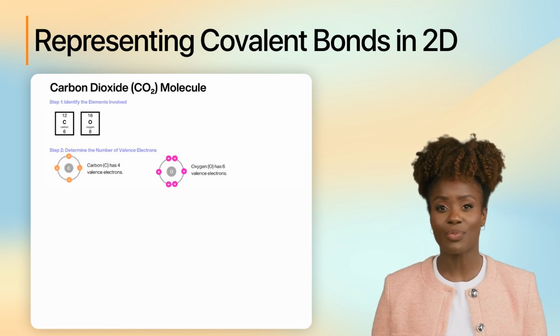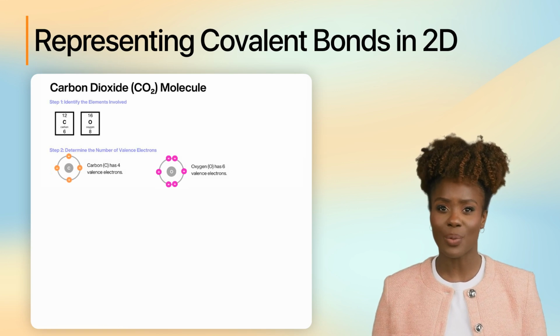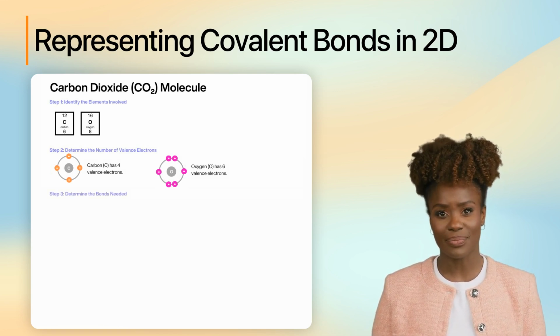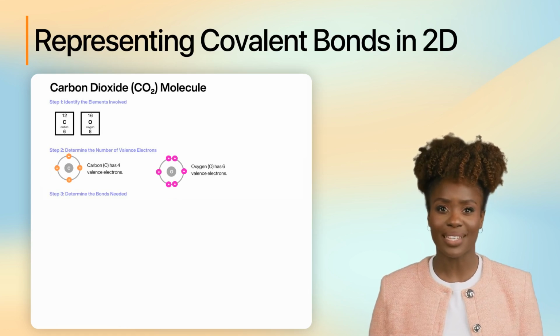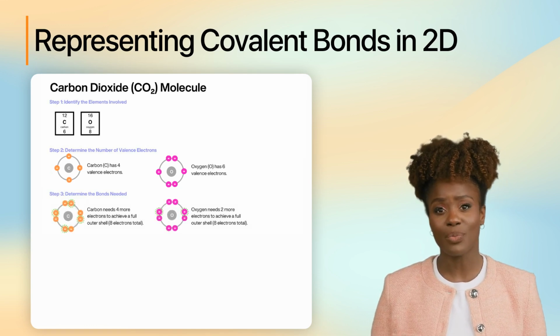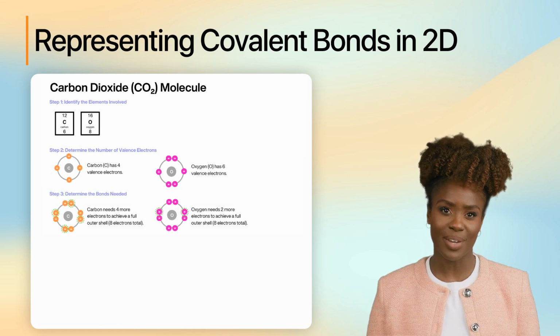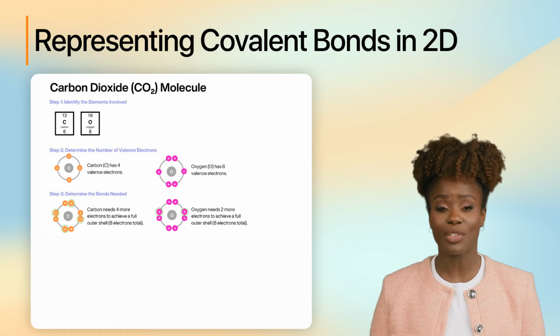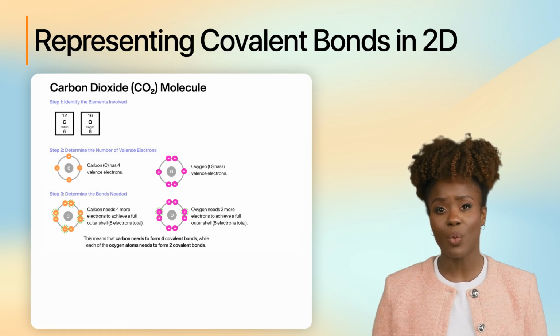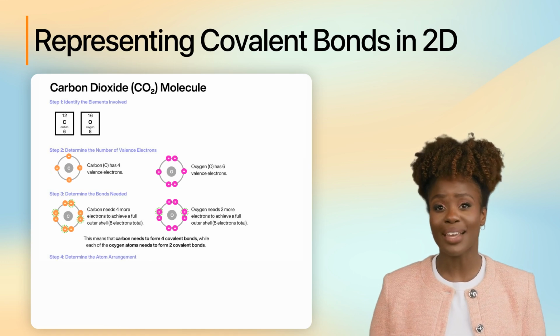Carbon, C, has 4 valence electrons. Oxygen, O, has 6 valence electrons. Step 3. Determine the bonds needed. Identify how many electrons each atom needs for a full shell, and consequently, how many covalent bonds it needs to form. Carbon needs 4 more electrons to achieve a full outer shell, 8 electrons in total. Oxygen needs 2 more electrons to achieve a full outer shell, 8 electrons in total. This means that carbon needs to form 4 covalent bonds, while each of the oxygen atoms needs to form 2 covalent bonds.